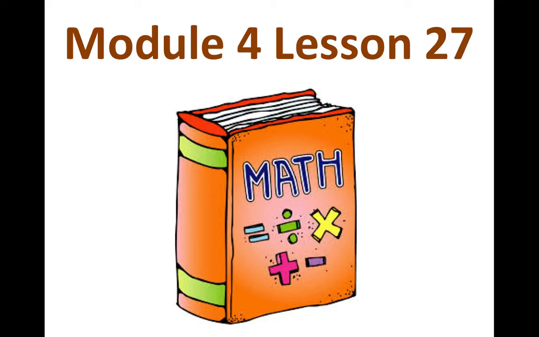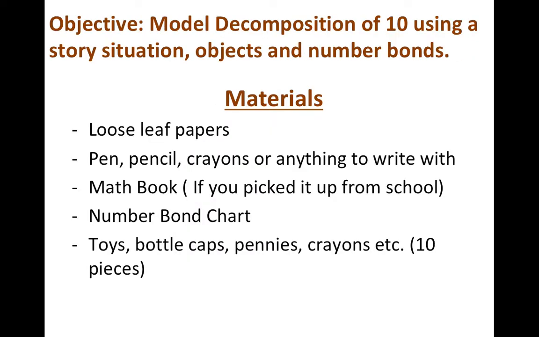And let's get started. So today's objective is to model decomposition of 10 using a story, situation, objects, and number bonds. Last week we did a decomposition of 9, and this week we are going to make the number 10 in different ways. Some of the materials that you'll be needing are loose leaf papers.